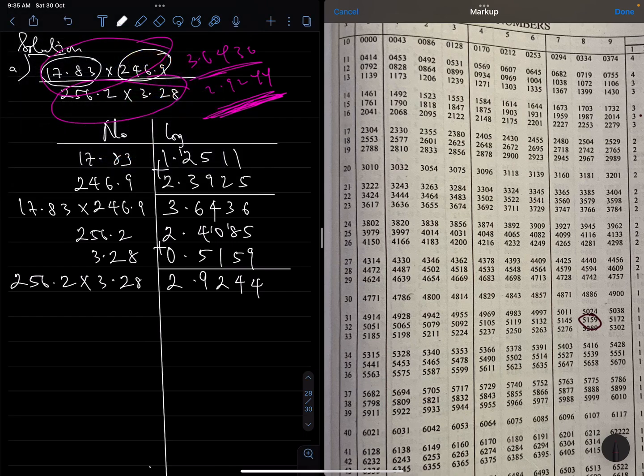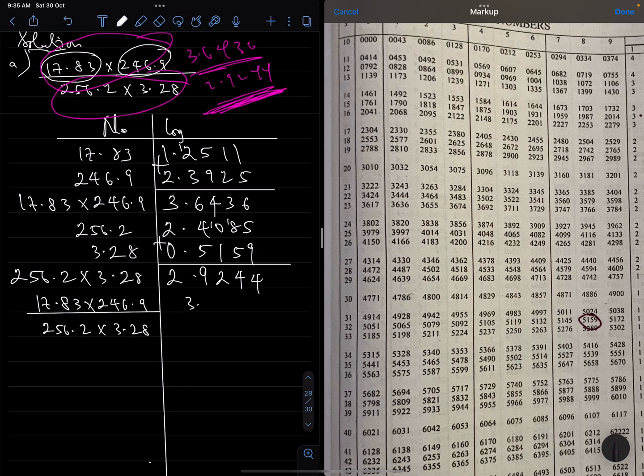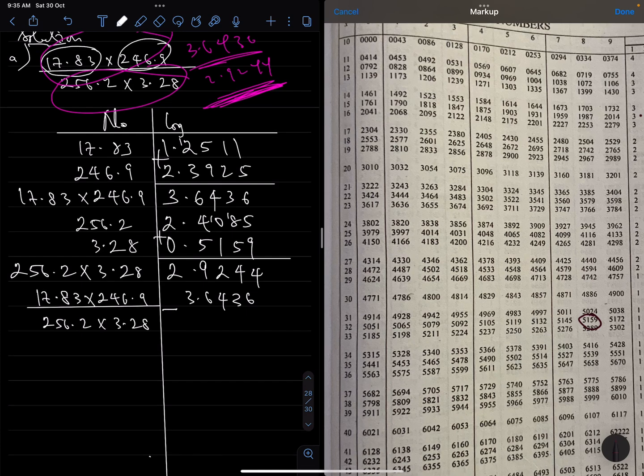And that simply means 17.83 times 246.9 divided by 256.2 times 3.28. It's clearer when you write it in the table. So now that I'm dividing, I'll write what I got for the numerator, 3.6436, minus what I got for the denominator, 2.9244.